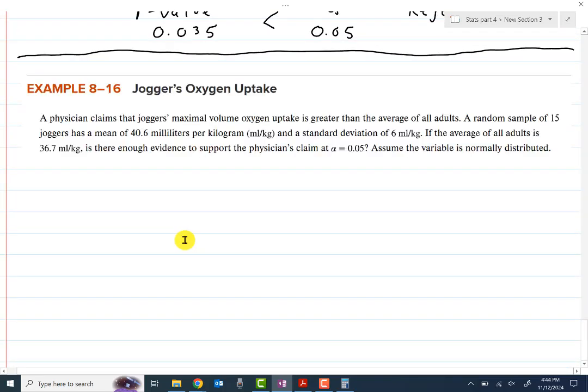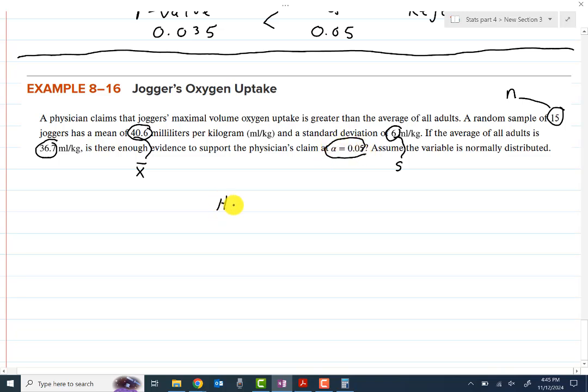Now that I think I have all the terminology set up, let me go ahead and label everything as I'm reading here. So N will be 15. The random sample has a mean of 40.6, so that is X with a bar over it. The calculated standard deviation is right there, so this is equal to S. And then the average of all adults, so this is what we're going to put wherever the mu looks like it should be. And there is our alpha level. We'll need all of that.